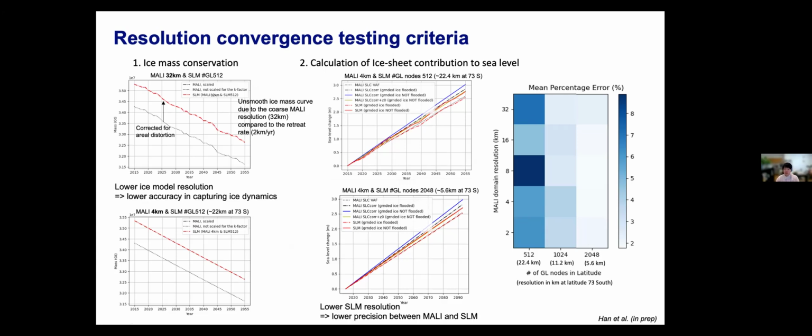In the end, when we have this coupled model, what we've learned is that having a very high resolution in one model, but not on the other side, is not necessarily very helpful. It's all about balancing between acquiring high enough precision and high enough accuracy by having comparable resolution in both the ice model and the sea level model.